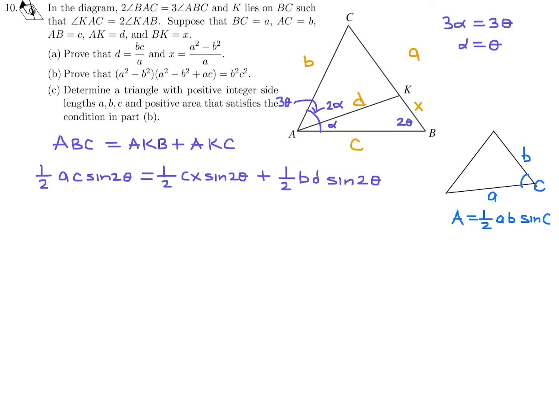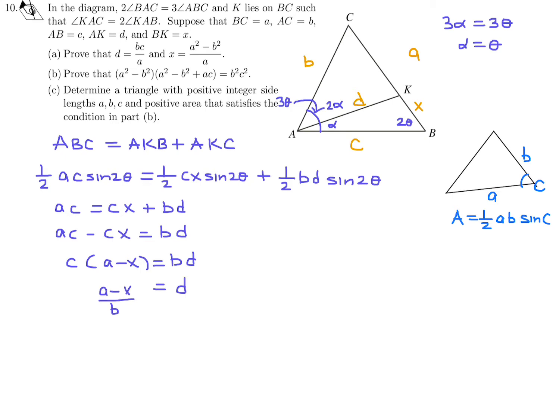Now a lot of this cancels, the halves cancel, the sine 2 thetas all disappear, so all you're left with is just AC is equal to CX plus BD, like that. Now at this point, we're trying to make it look like this, right? So let's see what we can do here. We can subtract AC minus CX is equal to BD. We can at this point factor out a C, and then get A minus X is equal to B times D. And then I can bring the B into the denominator. So A minus X over B, like this. Now at this point, this is as far as I can go with this relationship, but I can find something else that will help.